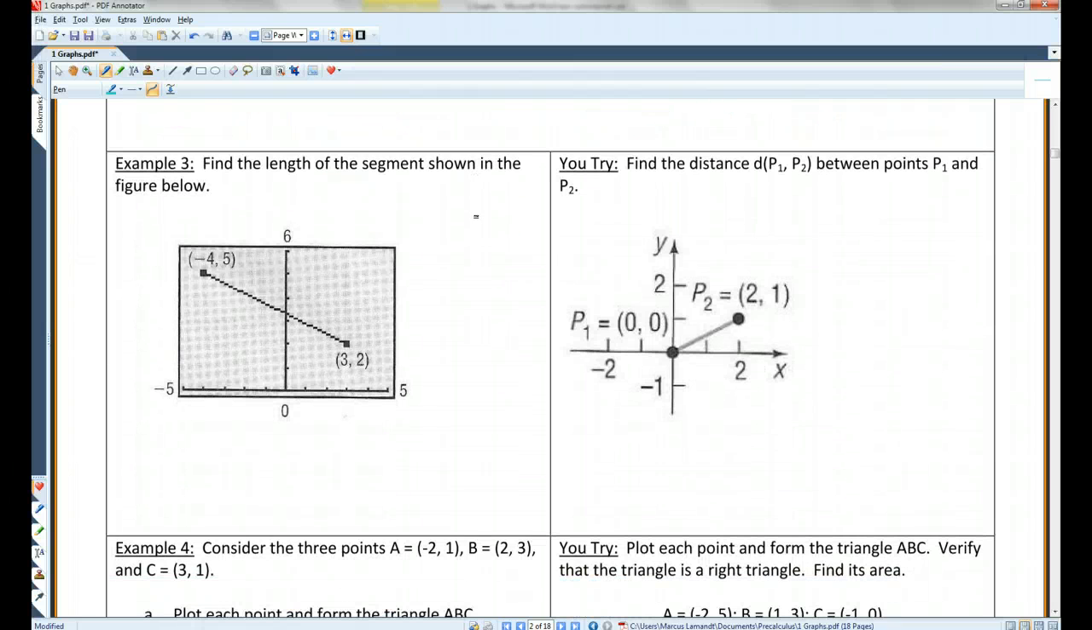Alright, find the length of the segment shown in the figure below. Alright, I am going to use the distance formula here. So I've got x2 minus x1 squared plus y2 minus y1 squared. I'll make this one x1, y1, and this one x2, y2. It actually doesn't matter which one's 1 and 2, as long as you don't accidentally put x1, y2 over here and x2, y1 over here.